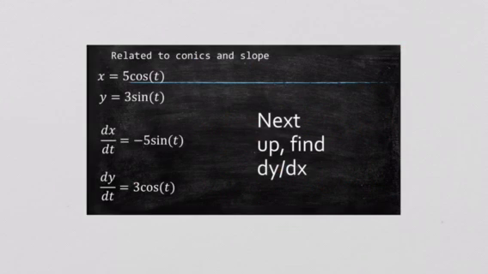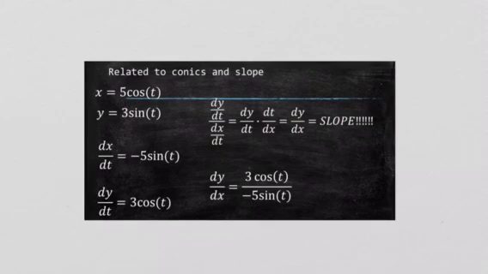So next up, find dy dx. See if you can remember back to part 1 of this lesson how we use dy dt and dx dt to find dy dx. Okay, recall dy dt divided by dx dt. If we divide these fractions, that is going to lead to dy dt times the reciprocal dt dx, which is dy dx, which is the slope. So dy dx is just going to be dy dt divided by dx dt, which is 3 cosine t divided by negative 5 sine t.